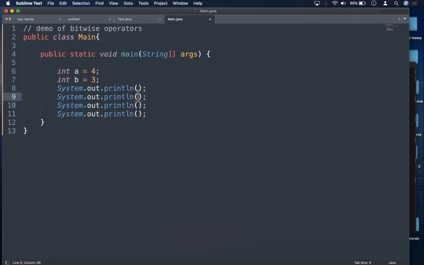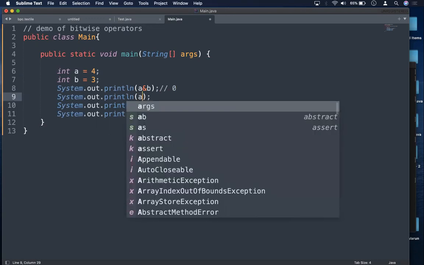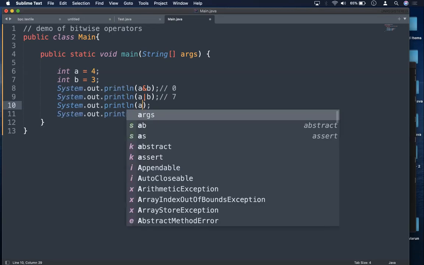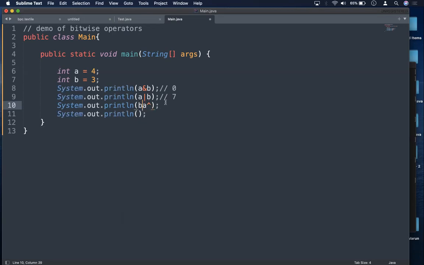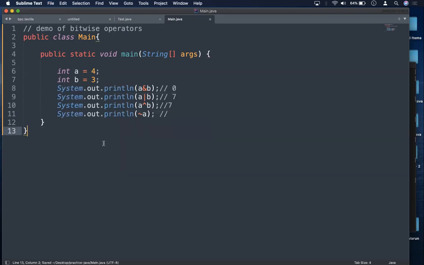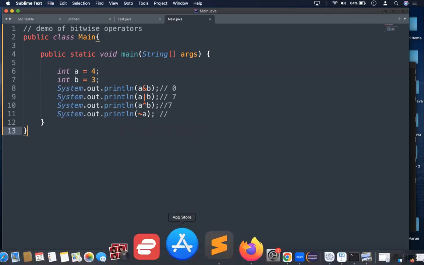So first actually is A and B. And the output that we are expecting is 0. And later we have A or B. This I'm expecting as 7. And we have seen A caret B, that is XOR. We are expecting this to be 7, because we have discussed that. And here let's check for this actually, so how it is working. And this one we will write actually. Because A is equal to 4, it should be some negative value, because the values are getting reversed. Let's see.